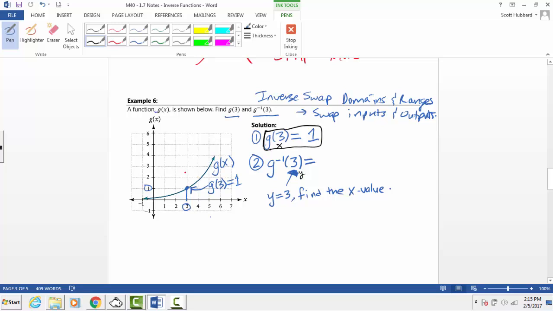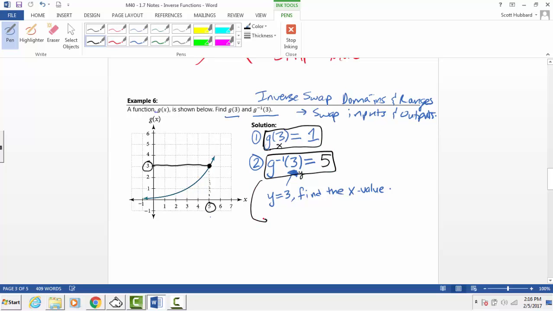And so let me erase this stuff here. And if I look at, okay, here's 3, I want the inverse of that. I want the x value that makes that so. So I go over here, and then I go down, and it looks like 5. And so that's going to be 5.